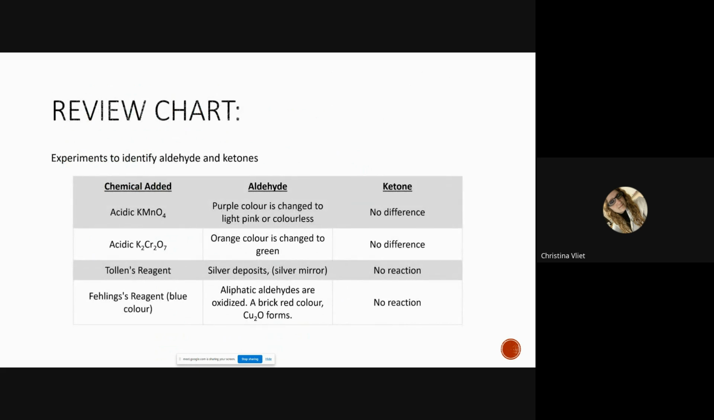All right, so review charts. These are some experiments to identify aldehydes and ketones. Some of these you're going to see on Friday with our lab. Actually, most of these we're going to see. The first one, KMnO4. The last time you've seen KMnO4 is in a titration, I believe. I may not have actually done it because I think it starts with your group.